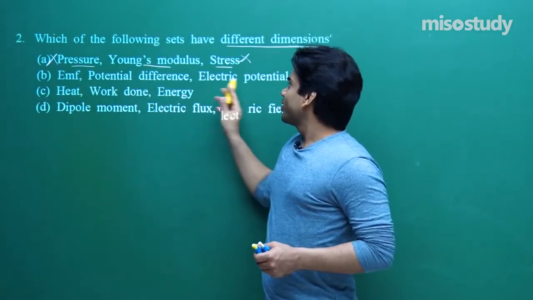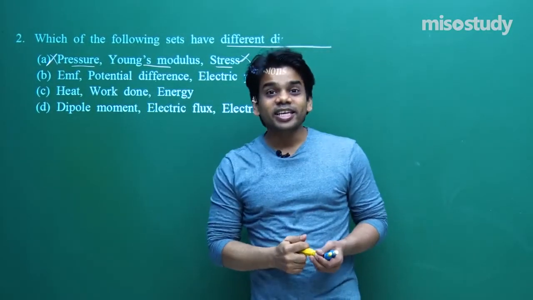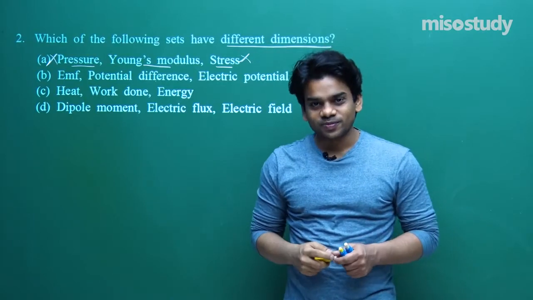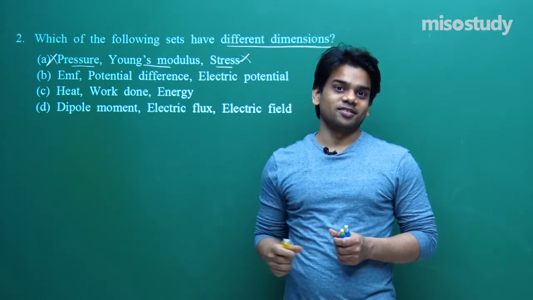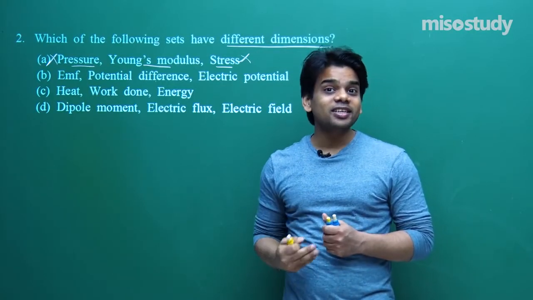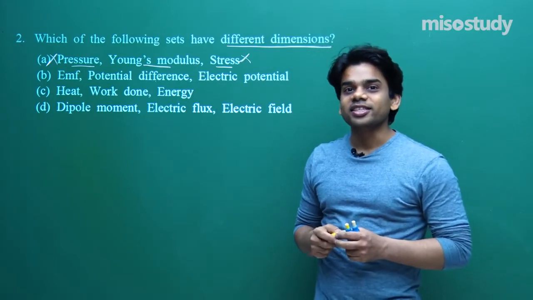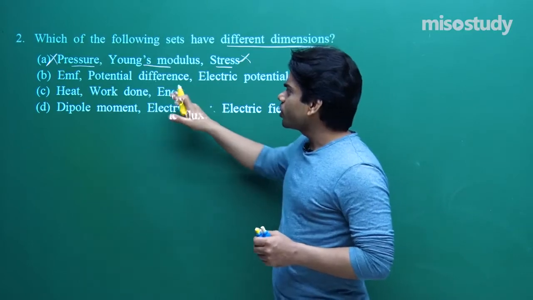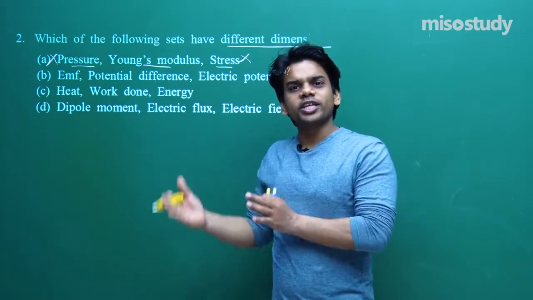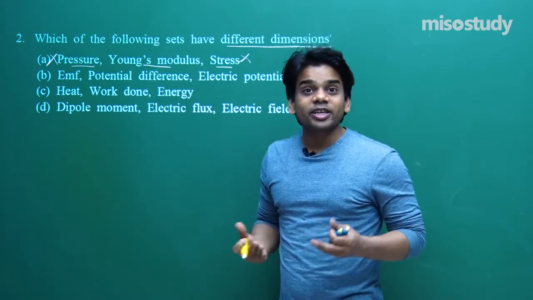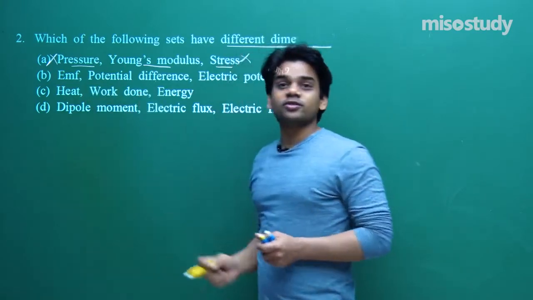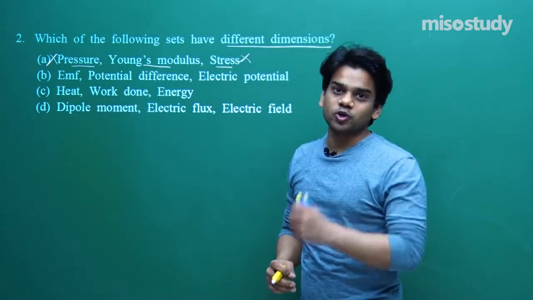EMF, potential difference, electric potential. EMF, that is the electromotive force, is actually used for a cell. That is the potential difference that a cell can apply across a given resistor, which is given as EMF. Now EMF and potential difference is what? It's actually the difference between potential of two ends. Again the unit for EMF and potential difference will be same, the dimensional formula will also be same.